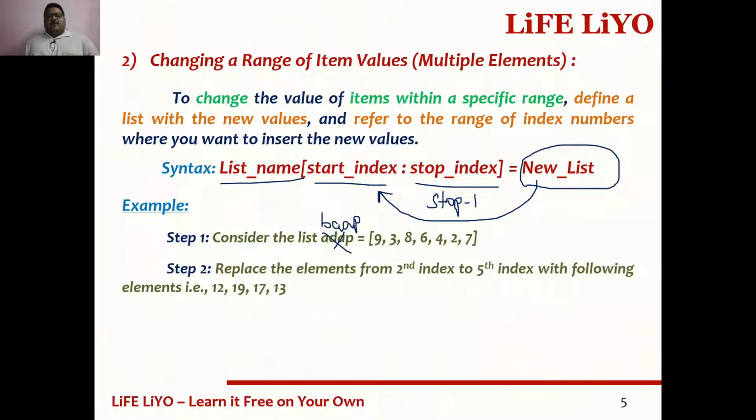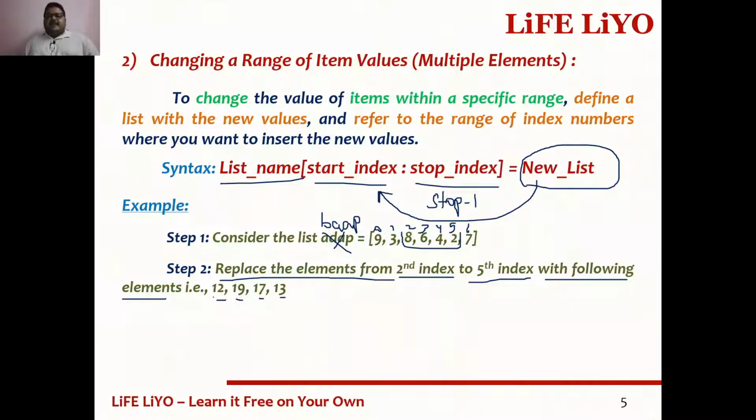Now the next step is: replace the elements from second index to fifth index with the following elements. This is the 0th index, first index, second index, third index, 4, 5, 6. That means we have to replace these 4 elements with 12, 19, 17, 13.